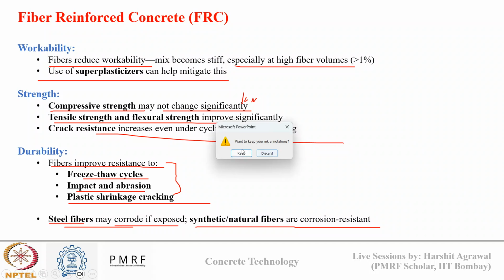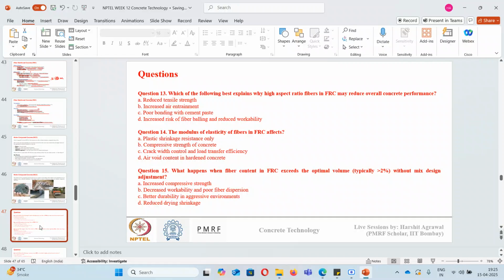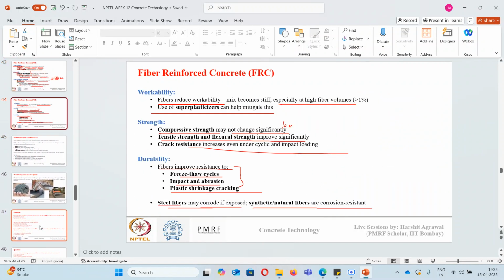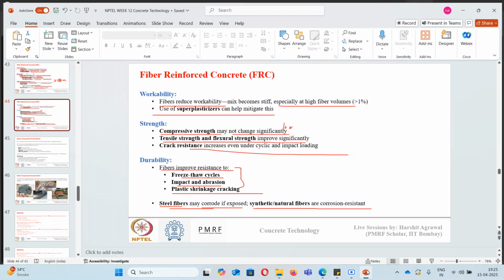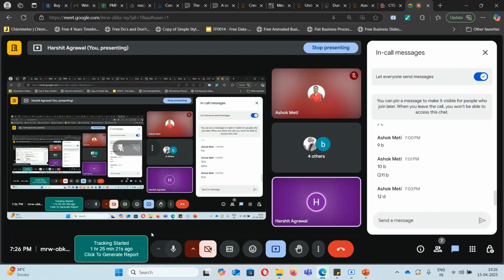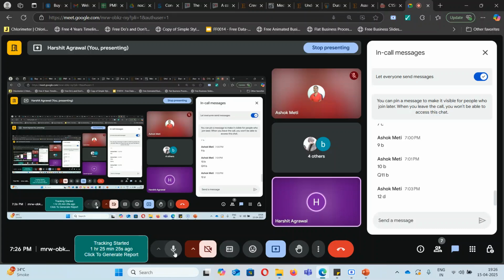Anyone has any doubt in this part about fiber reinforced concrete? We'll see the question shortly after roller compacted concrete. Any doubt in this part? I will pause for a minute and then I will come back again. If you have any doubt, you can ask your doubt right now. If anyone has any doubt, they can post their query right now. I will be back in a minute. I will start the session again in a minute.